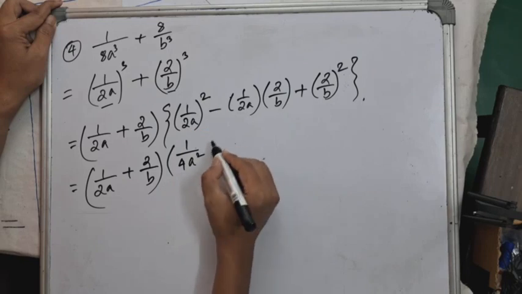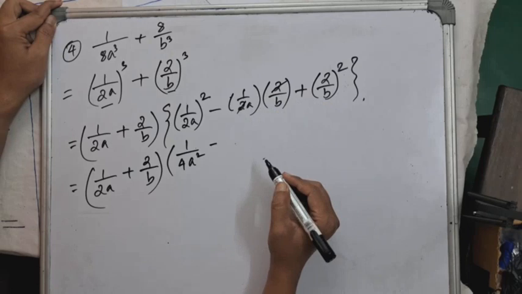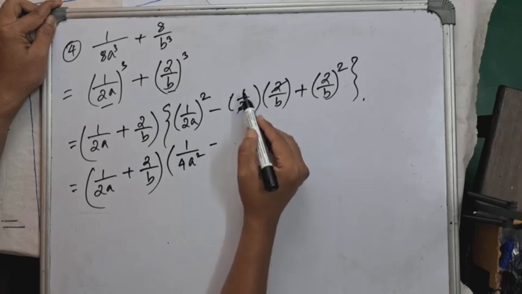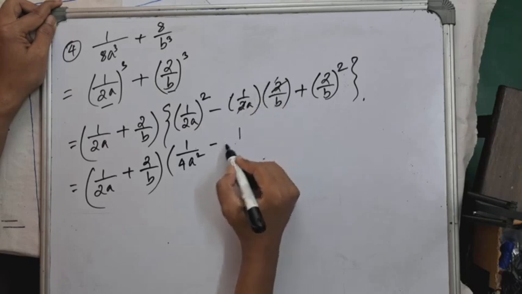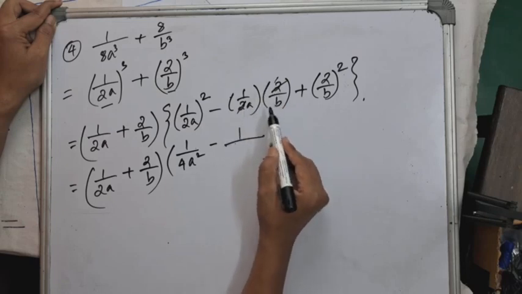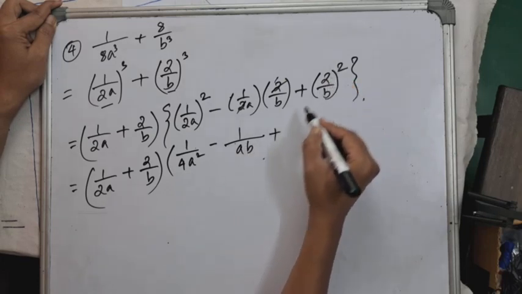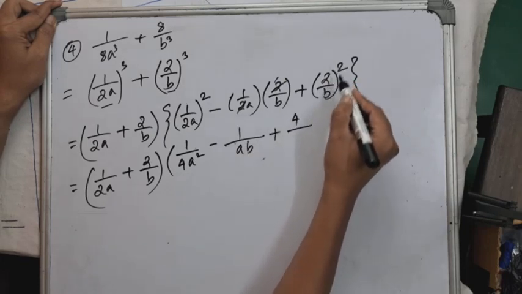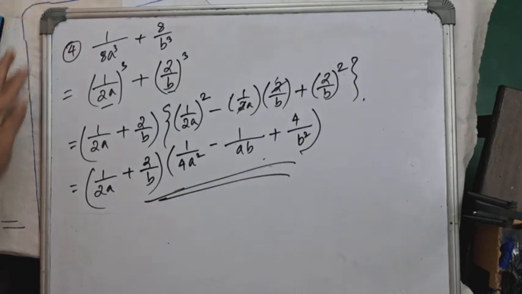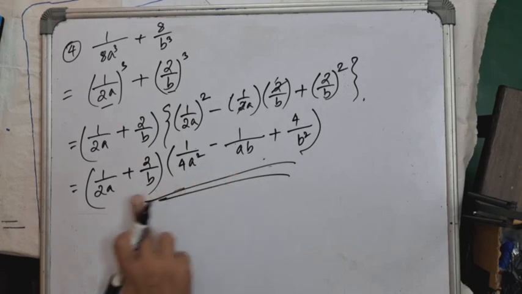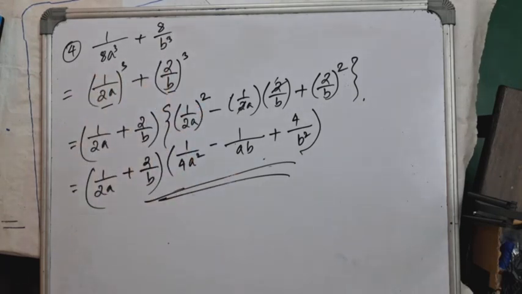Minus this, 2 from the denominator and 2 from the numerator can be cancelled. So in the numerator we have 1 into 1, that is 1, and in the denominator we have a into b, that is ab, plus this 2 squared is 4 and this b squared is b squared. So this is the answer for question number 4. These two are the factors of 1 upon 8a cube plus 8 upon b cube.